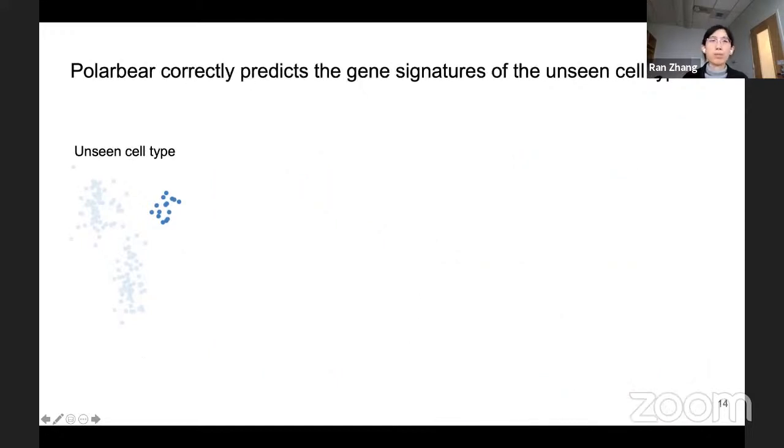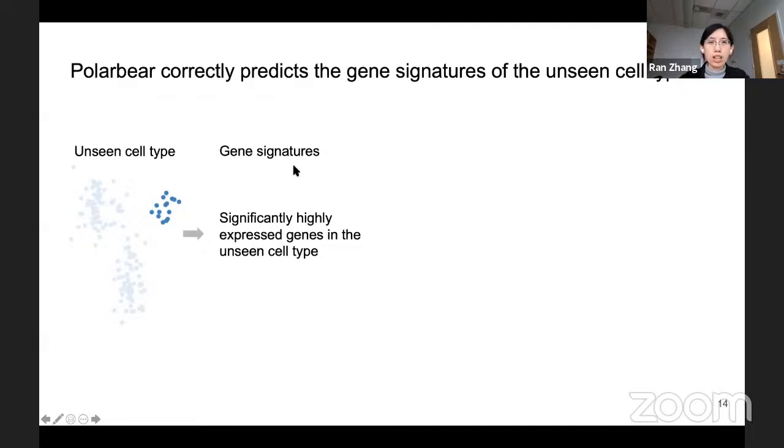So in this scenario, besides caring about the individual cell level differences, we also want to see if we can recapitulate this gene expression signature for this entire cell type. This could be the marker genes or the cell type specific genes, and we want to make sure that our prediction can recapitulate this. So here we define the cell signatures as significantly highly expressed genes in the unseen cell type.